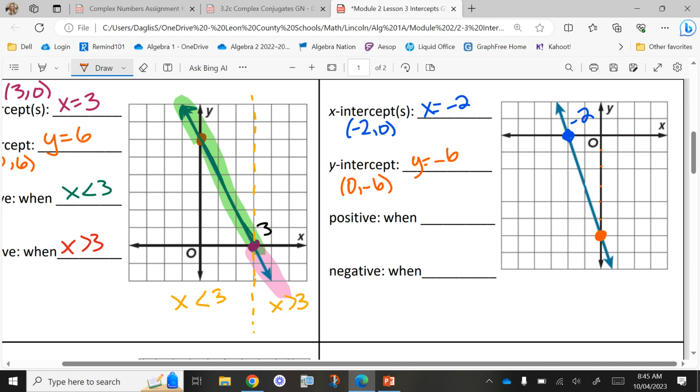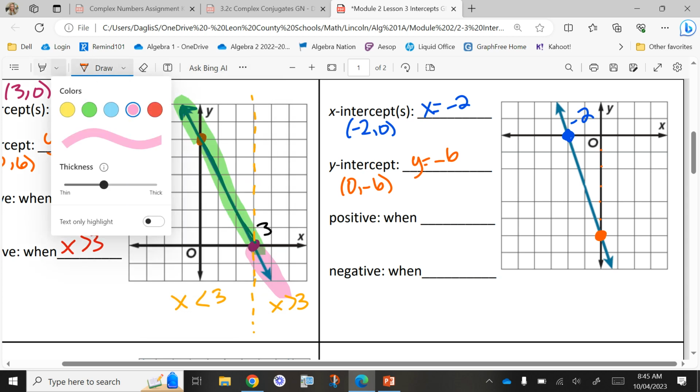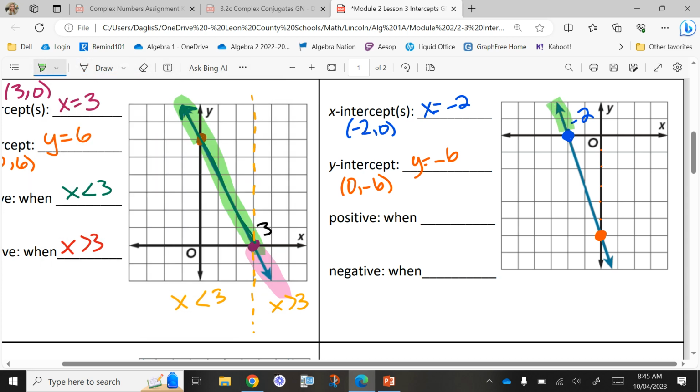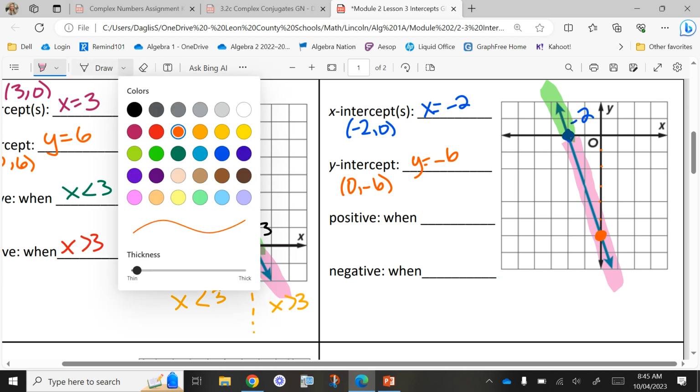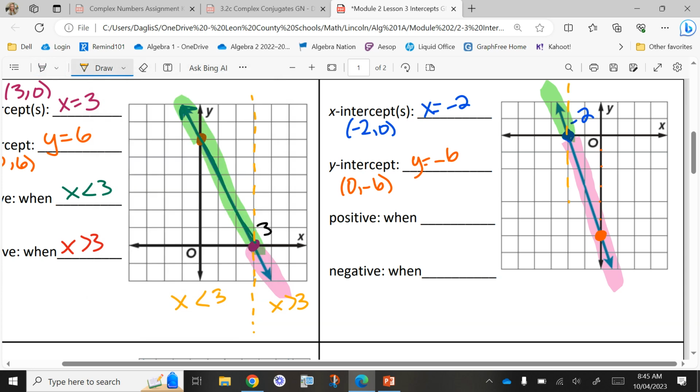Ready for positive and negative? If you are a visual person like me, do we agree that this is above the x-axis? And then all of this is below the x-axis? So if you need to use highlighters to do that on your paper, do it. Because then I can also see that they're split right there at that -2. So we have this side of -2, and this side of -2. The left side, the right side.